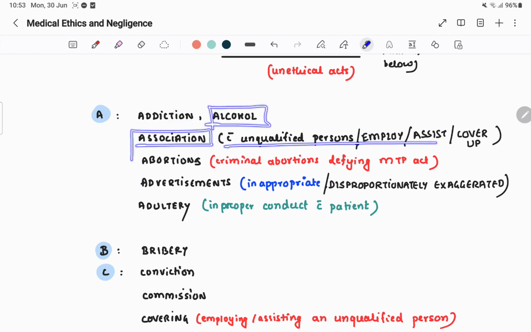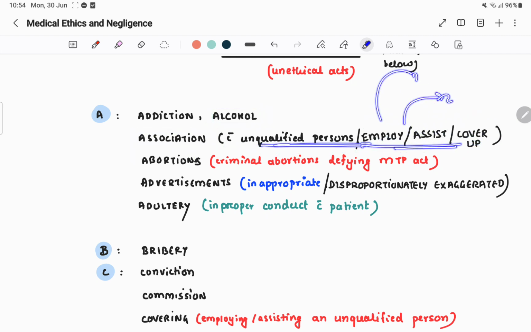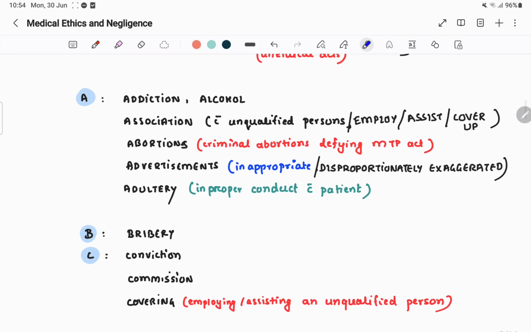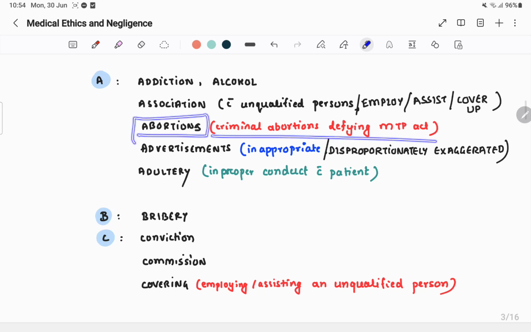Association means association with an unqualified person. If he appoints, let's say, a barber for stitching wounds or for helping him in surgery, this is an unqualified person. If he or she is employing someone like that, if a compounder is helping the doctor suture wounds, this is illegal, or you can say unethical. Abortions without MTP, which defy the MTP Act.